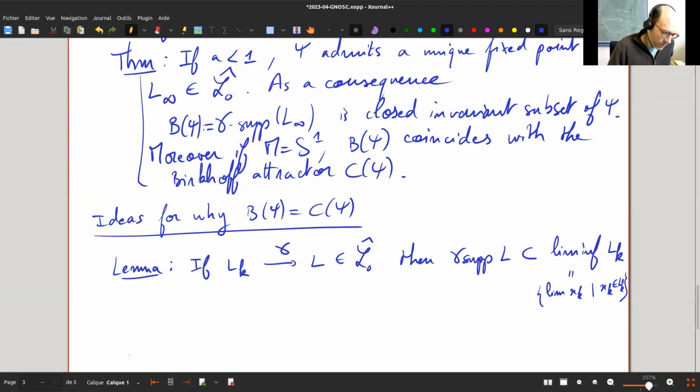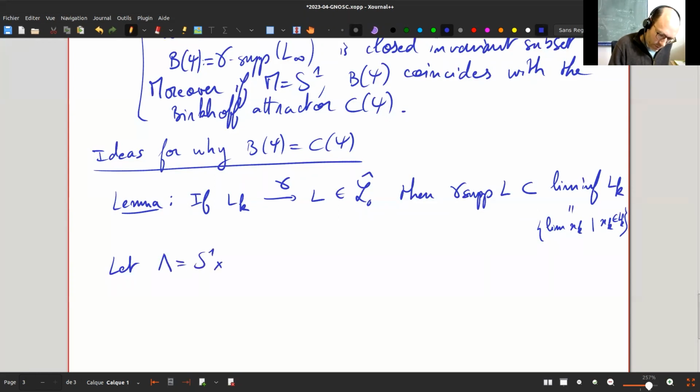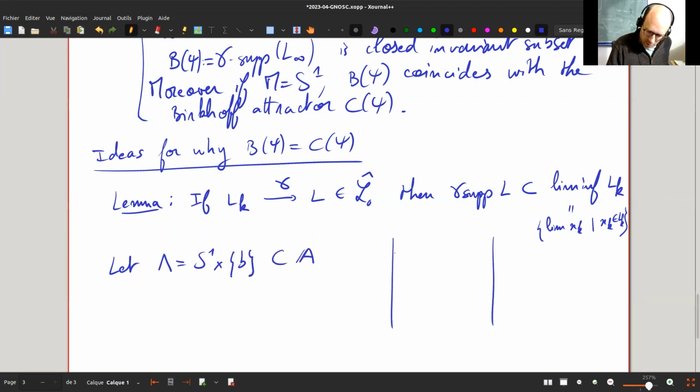And now also a consequence of it. So let me consider, I'm in the annulus now, and I want to consider the Lagrangian lambda, which is S1 cross B in the annulus. So this is just a straight horizontal line at height B. This is the zero section.